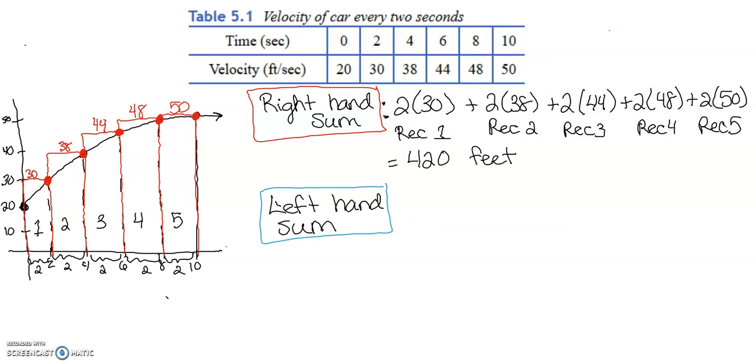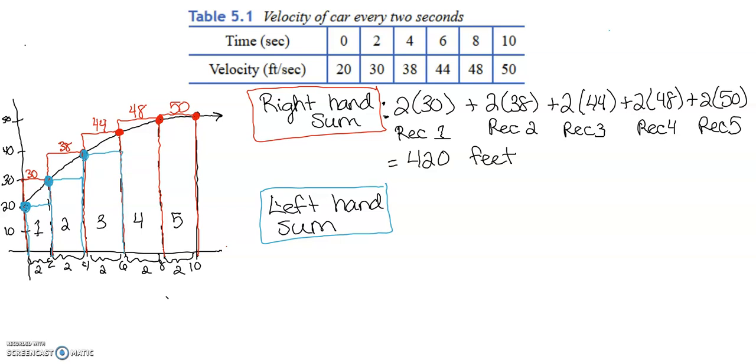So our first rectangle is from 0 to 2. What's the left side of that interval? It's 0, so we're going to use the y value at 0. That's going to give us the height of our rectangle. The second rectangle is between 2 and 4. The left side is 2, so we're going to use that as our height for our rectangle. So on and so forth. So from 4 to 6, the left-hand side is 4, so we're going to use 4.